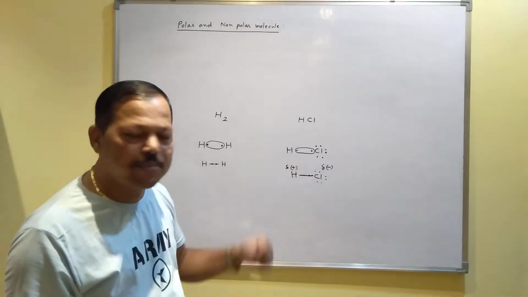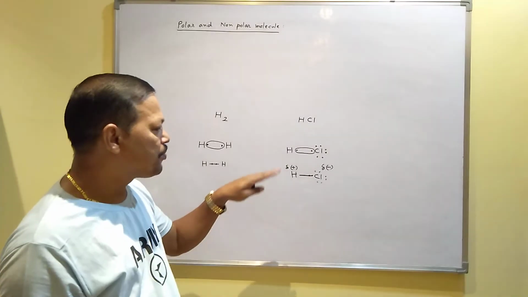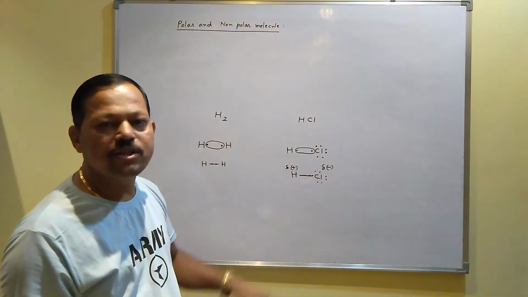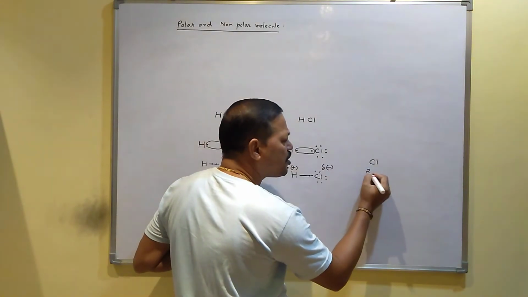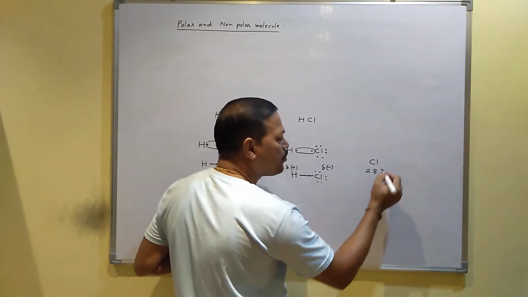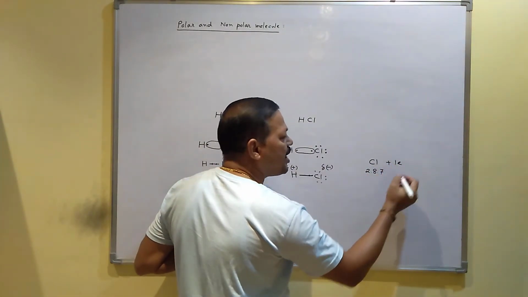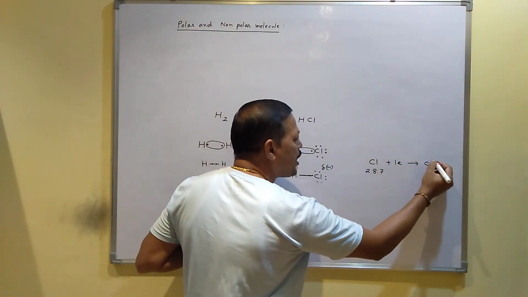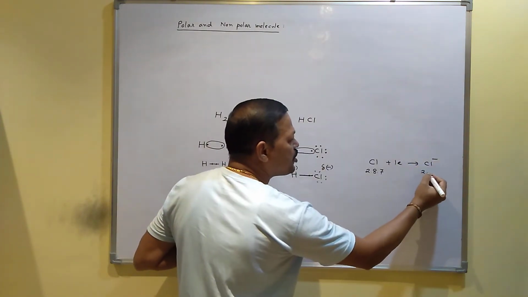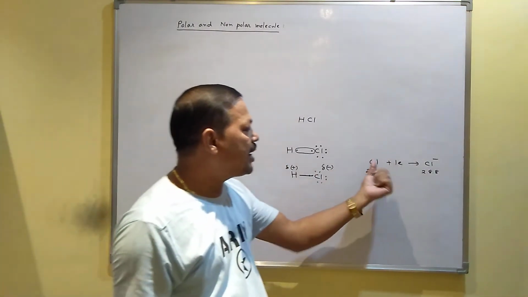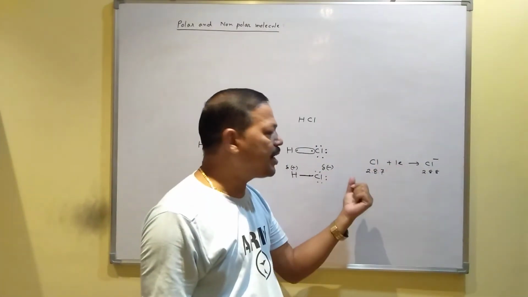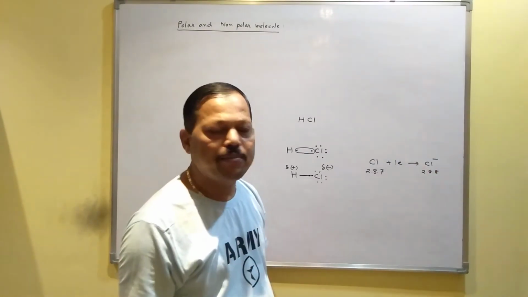Actually these are not permanent charges, these are partial charges. That is why the delta symbol is used here. For example, chlorine, its configuration is 2, 8, 7. When it gains one extra electron, then it becomes permanently negative. The electronic configuration becomes 2, 8, 8. So when it totally gained the electron, then it becomes permanently negative.